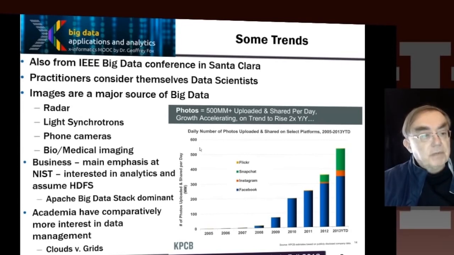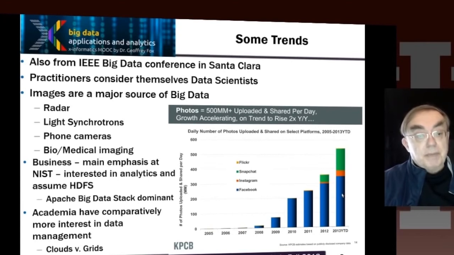Another interesting feature, which you'll see when we come to the actual big data use cases, is that images are a really critical source of big data. This is shown on the right by this standard plot of the number of photos uploaded and shared per day. And we see at the moment in 2013, we have over 500 million images uploaded every day. This is 500 million per day. And the interesting thing is that Flickr is too small to be seen. Snapchat, Instagram, and Facebook dominate the upload of images.